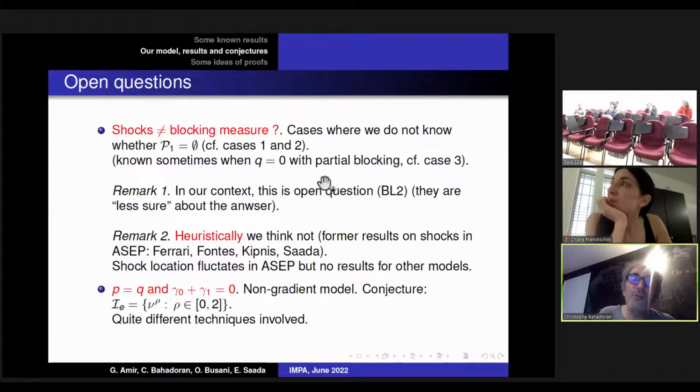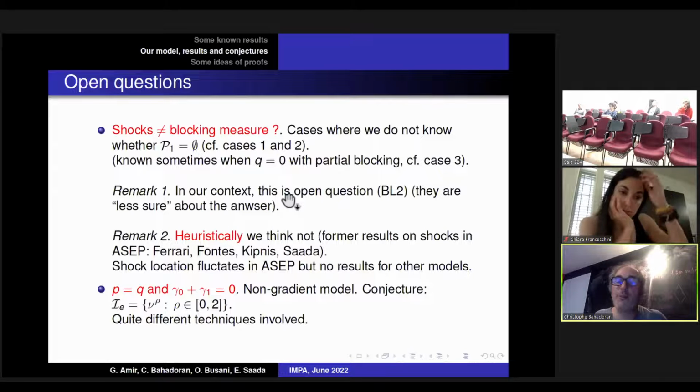So this is, I think, the main open question. If you look at the paper of Bramson and Liggett, this is in fact connected to their question 2, which is: is every invariant measure a V profile measure? Whereas they are positive about BL1, which we answer, about BL2 they say we think not, but we are less sure about it. So we think that there are no such measures, but this seems to be a more difficult problem to address, and probably other techniques are involved to answer these questions.